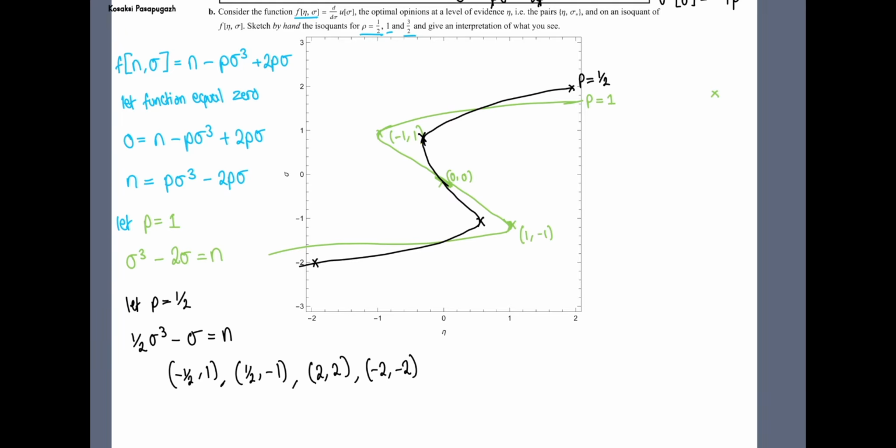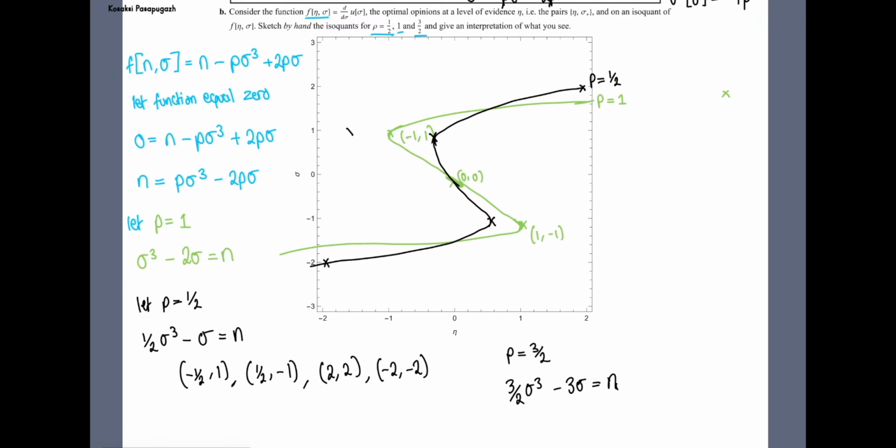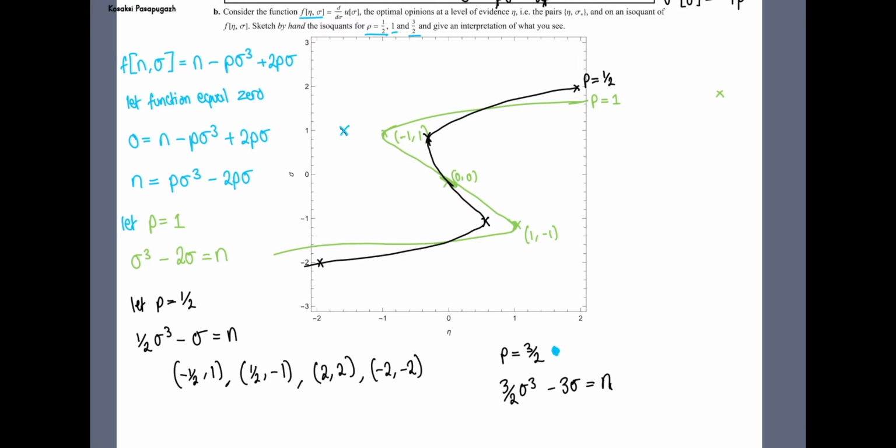And then finally, if we let phi equal 3 over 2, we get the function 3 over 2 sigma cubed minus 3 sigma, equal to eta. When I sub in 1 into there, I get minus 1.5. So that would be over here. Let's do this in blue. And when I sub in minus 1, I get positive 1.5. That would be over here. And of course, 0, 0 is still a common point.